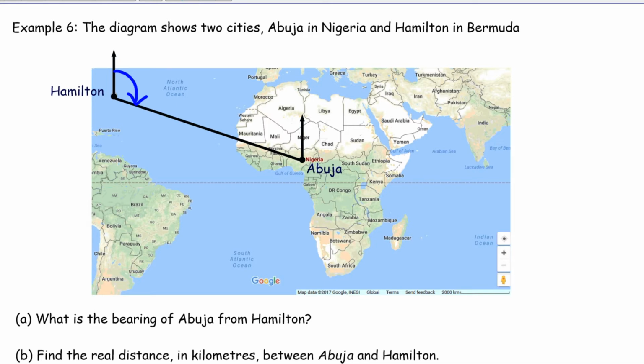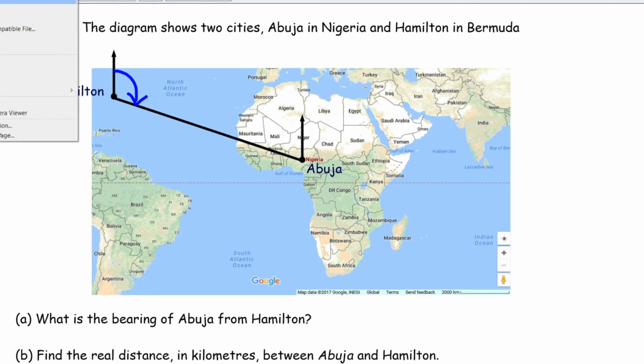Remember, you're standing at Hamilton because we are trying to answer this question. What's the direction of Abuja from Hamilton? Okay, now you're standing at Hamilton facing north. What angle do you have to turn clockwise before you can face Abuja directly? And that's the angle shown there. So we need to measure it using our protractor.